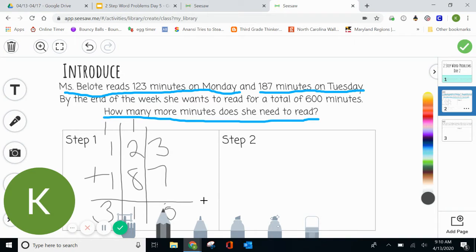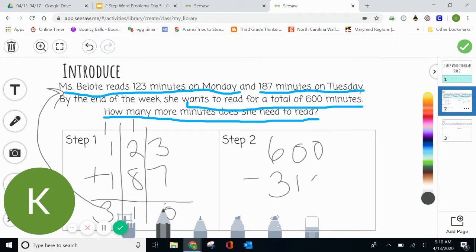I know right now this is just the number of minutes Miss Belote read on Monday and Tuesday. So that tells me that part of the problem. I know she wanted to read for a total of 600 minutes. In order to figure out how many more minutes she still needs to read, I'm going to do 600 minus 310.